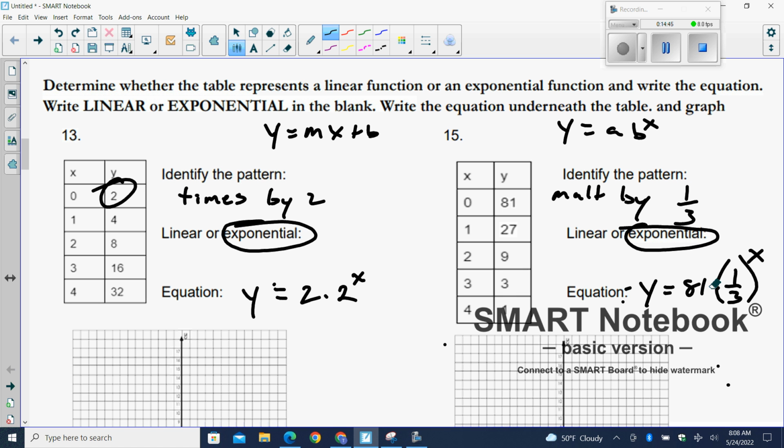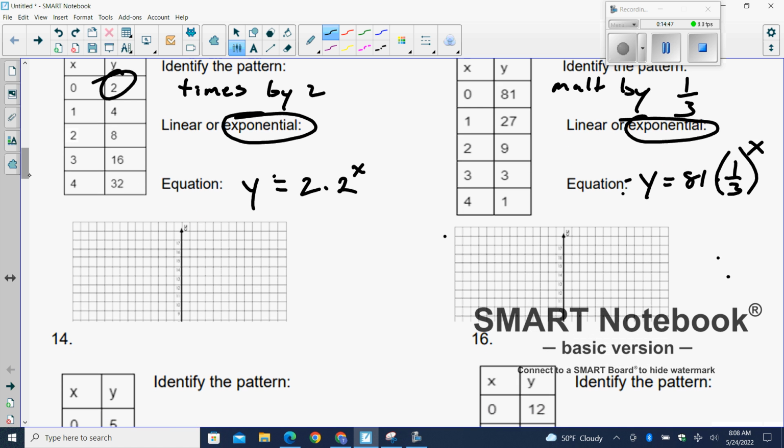Okay, to sketch a graph, you're just going to plot points. Okay, when x is 0, y is 2. Oh, that's not even on my screen. When x is, wow. That's not a very good graph, is it? That's a bummer. My x-axis is sitting down here somewhere.